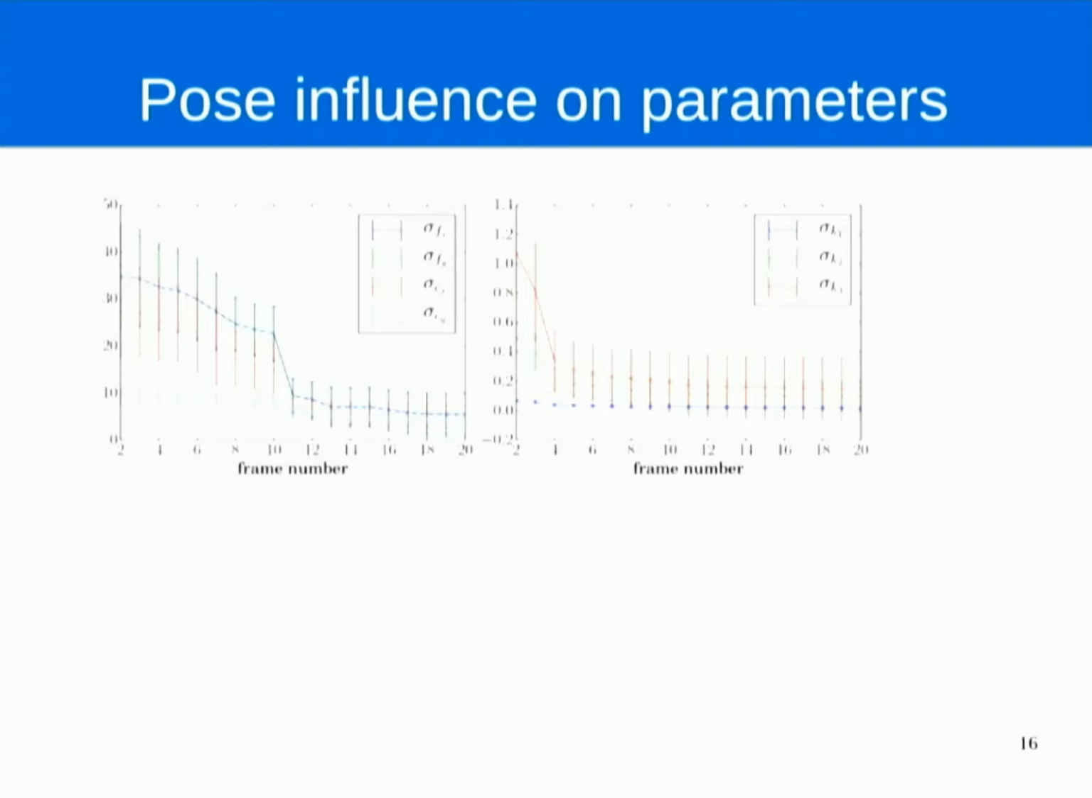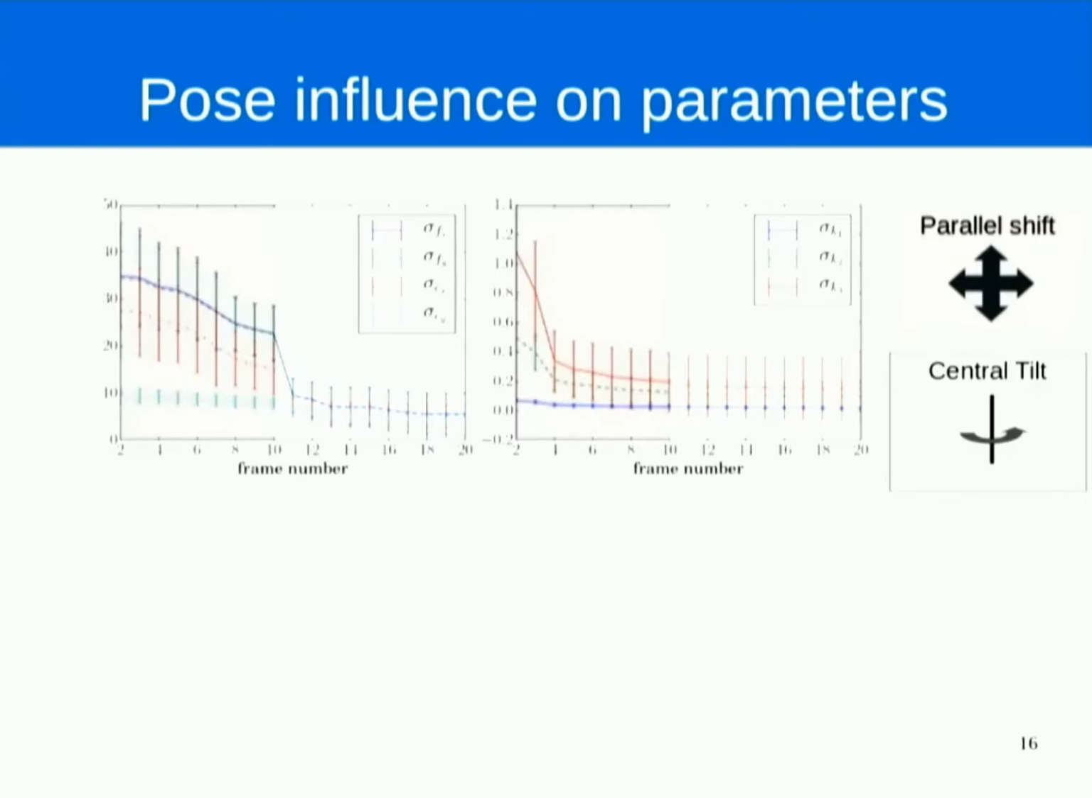This is measured for calibration after adding in each new frame. So we captured 20 frames in total. Also I should note that this is a synthetic image, so it's reproducible. For capturing these images, we performed specific motions. It's as follows. First we did a parallel shift, so the pattern was parallel to the image plane, and then we started tilting the pattern.